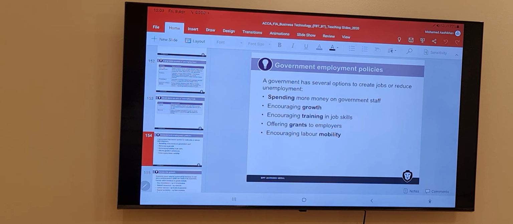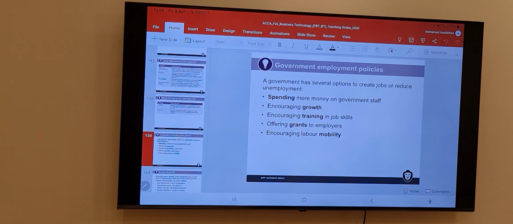All right. Welcome back again to our continuation of the discussion of business and technology. This is a continuation from our last class. We are talking about the macroeconomic factors, and this is one of the aspects we talk about: government employment policies. These government employment policies have an implication to the overall macroeconomic condition of the given regime or a country or a region.